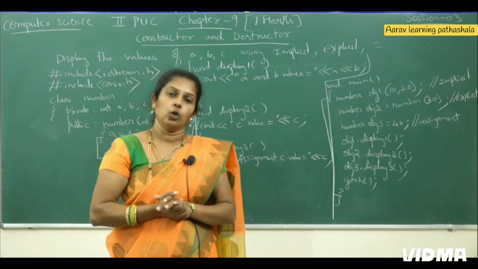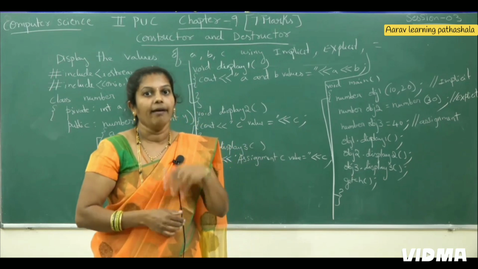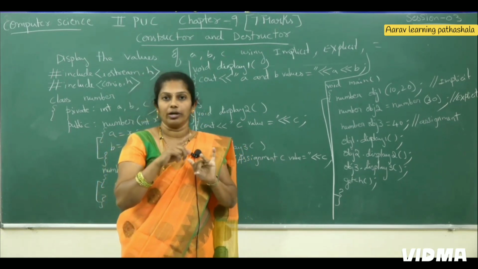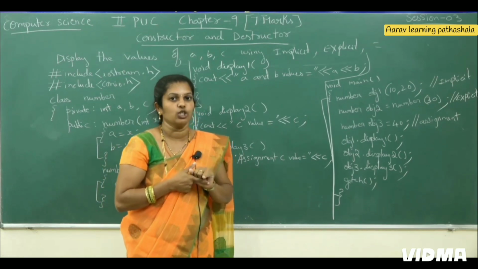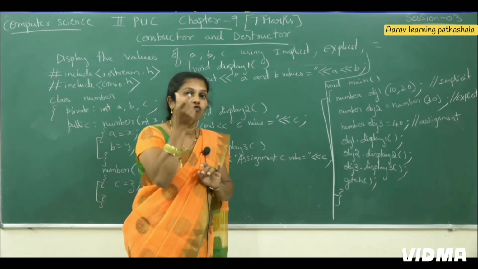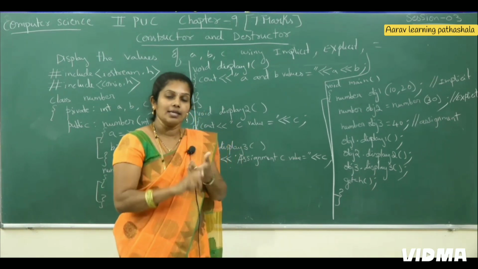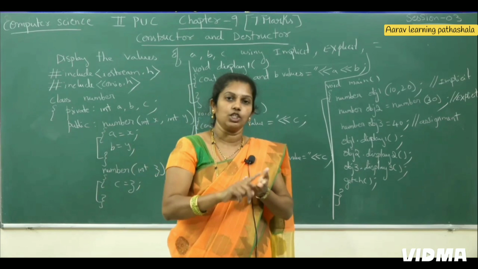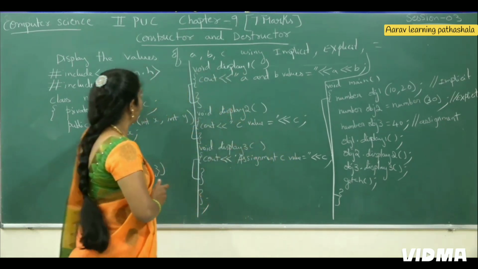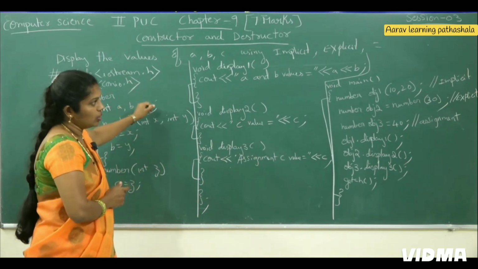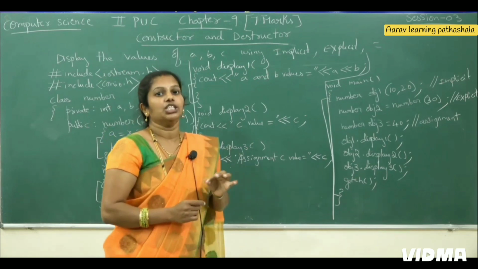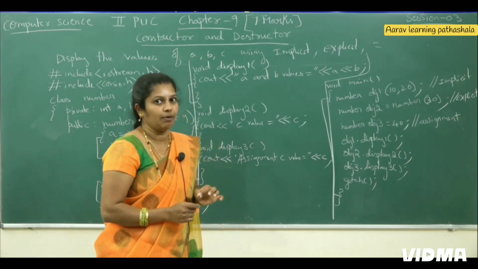It can be overloaded. It can be invoked in 3 methods. One is implicit call, explicit call, and one more is initialization at the time of declaration with assignment operator. And the drawback is that in the last case only one argument can be sent, whereas in implicit call as well as explicit call, more than one argument can be passed. This is the example program to display the values A, B, C by using implicit call, explicit call, and initialization at the time of declaration with assignment operator.